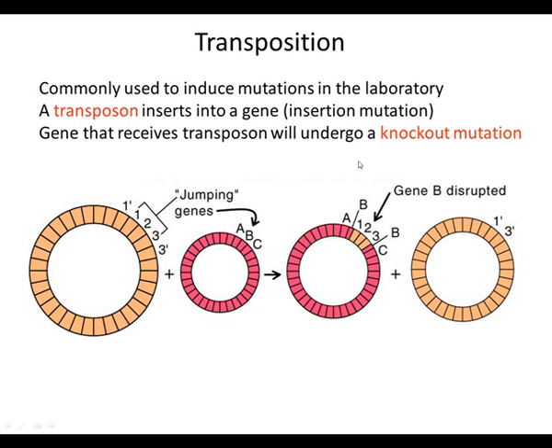So in this case, you have the transposon here, 1, 2, 3. It jumps from this DNA molecule into this DNA molecule. If it jumped into gene B, then gene B would be disrupted because it would have this big transposon stuck in the middle of it.